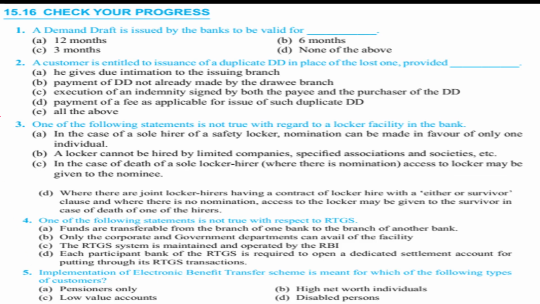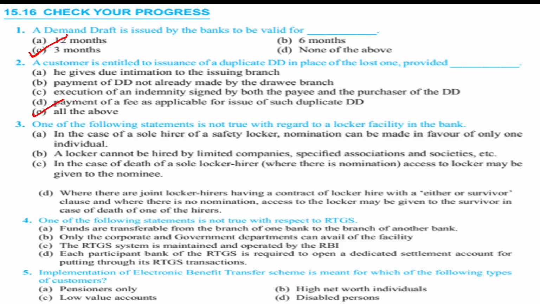A customer is entitled to issuance of a duplicate DD in place of the lost one, provided he gives due intimation to the issuing branch, payment of the DD is not already made by the drawing branch, execution of an indemnity signed by both the payee and the purchaser of the DD, and payment of a fee as applicable for issue of such duplicate DD. So all of this has to be done. That's why option E, all of the above, is the correct answer for this question.